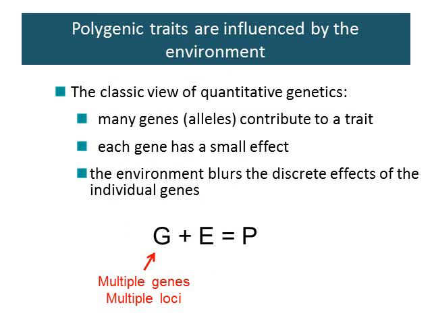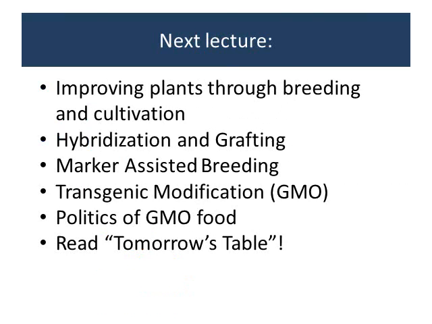So again, polygenic traits are influenced by the environment. This is kind of the classic view of quantitative genetics. Many genes will contribute to a trait, but each gene has a small effect, and the environment is blurring the discrete effects of the individual genes. So because there's multiple genes and the environment's affecting each one individually, then this results in a very complex phenotype that's hard to predict exactly.